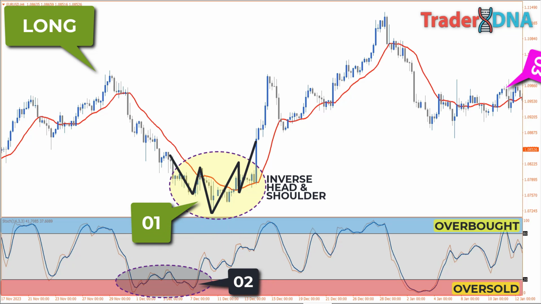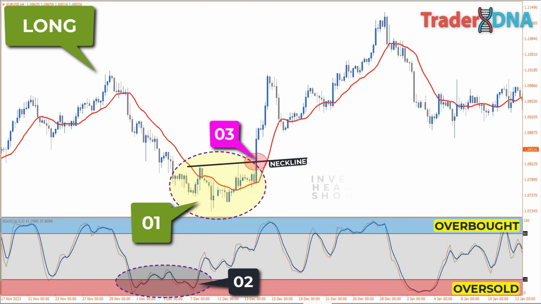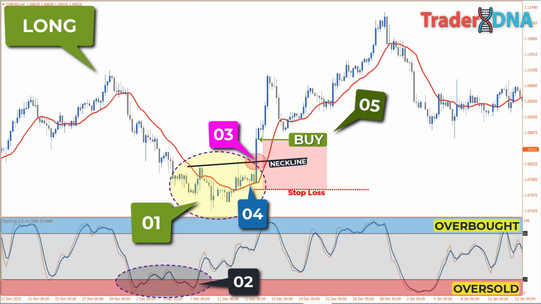Rule number 3. We wait for price action to move higher than the neckline after the valley of the right shoulder. Rule number 4. Price is above the 14-period EMA line. Rule number 5. Open a buy position with stop loss below the nearest swing low. The minimum profit target is the distance between the head and the neckline.